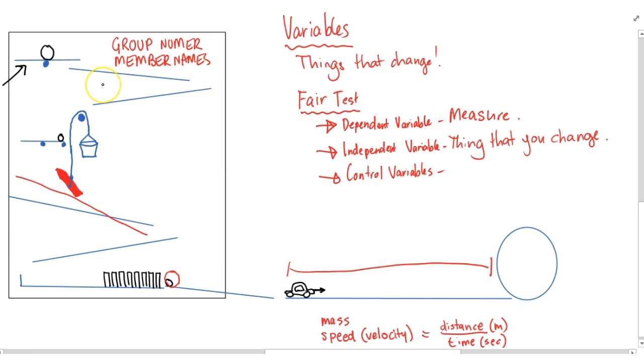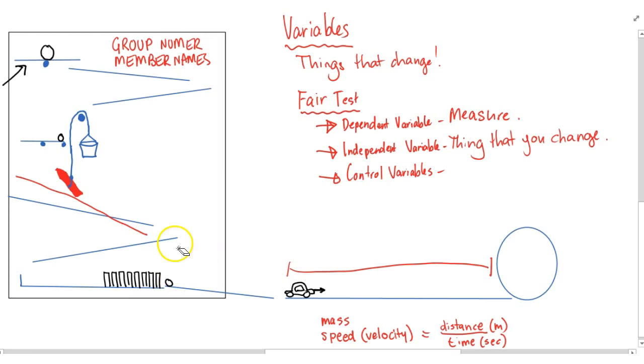So if I decide to only change the slope of my ramp, then I need to keep everything else exactly as it was before if I'm to know if changing that slope helped or not. That is my independent variable. Then we get down to this last thing here, the control variables.